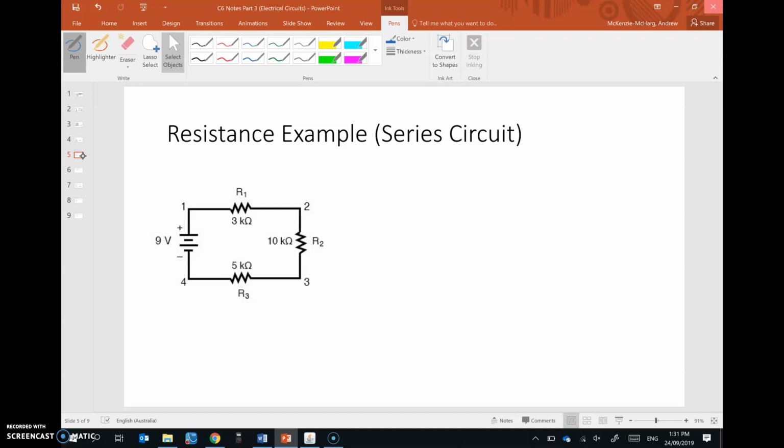Okay, so the resistance of this circuit. So we've got R1, so total resistance equals R1 plus R2 plus R3. Now these actually happen, I've just noticed, to be in kilo ohms. So this means 3000 ohms, for instance. You can adjust the others as you go.